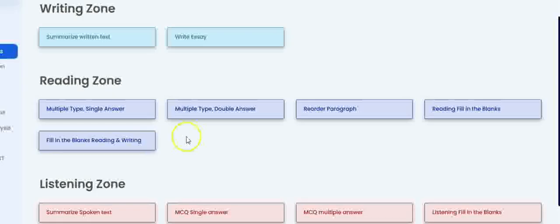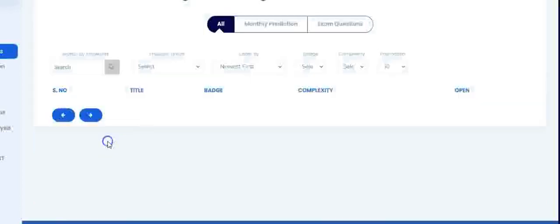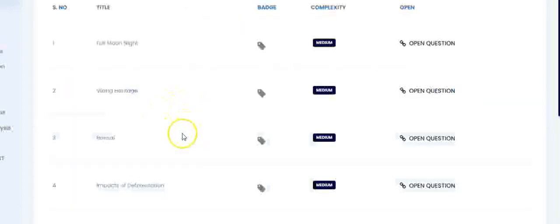Okay, so let's start with the strategy and tips for how we can solve these problems. First I'll start with reading and writing fill in the blanks. Here you will get drop-down options, and you need to select the right option. All right, I'll pick one question randomly and solve it.